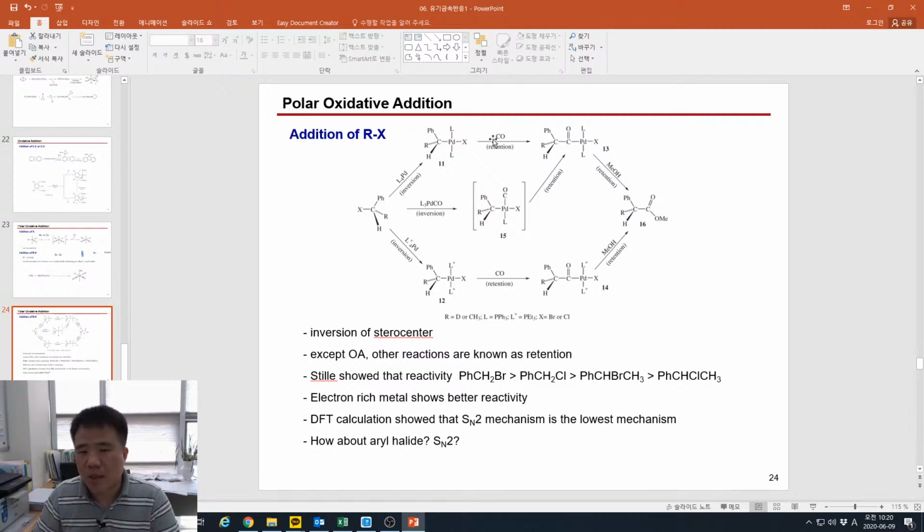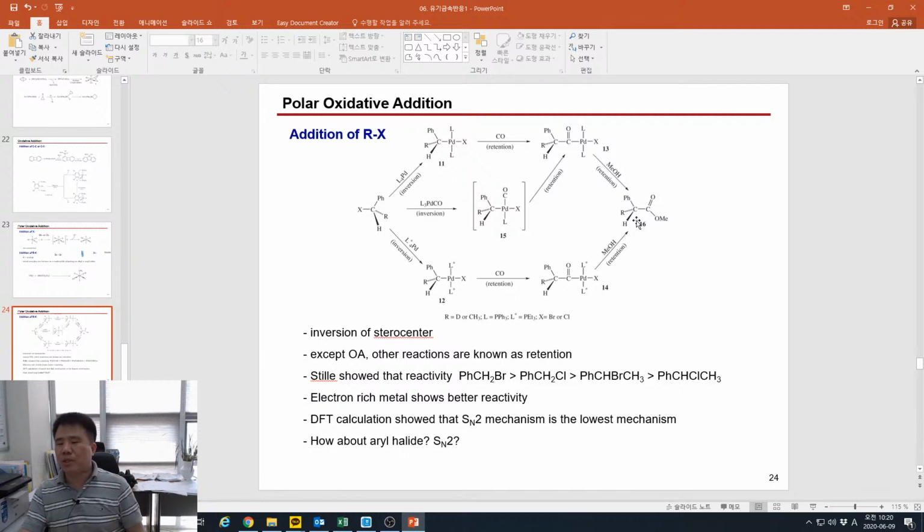And then carbon monoxide will be inserted, in this case with retention, and methanol will attack this carbon, going up, going down, and kick out the palladium to make this one.